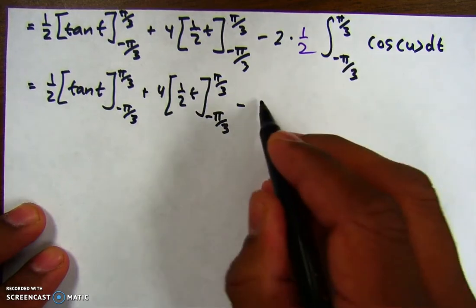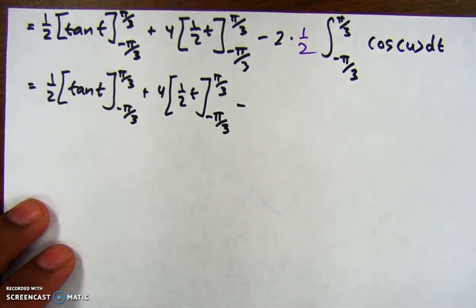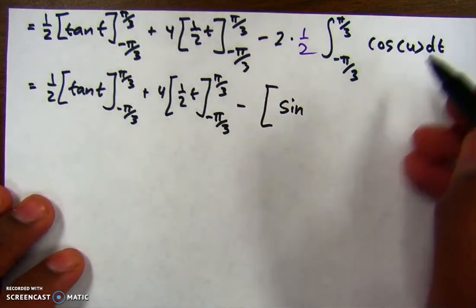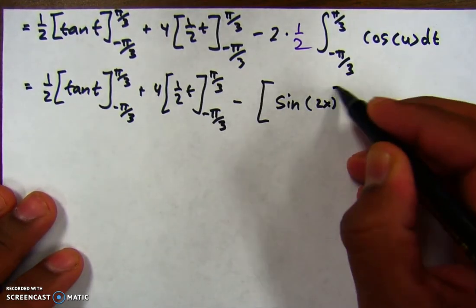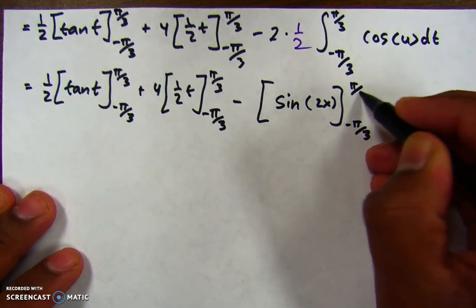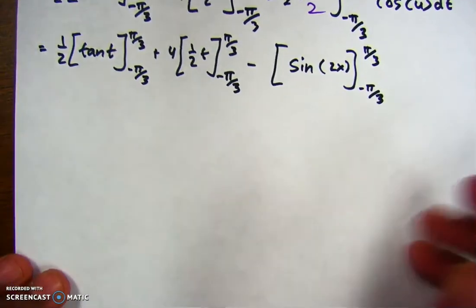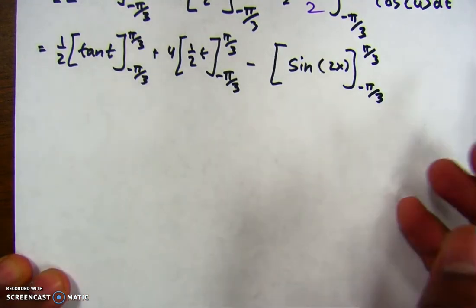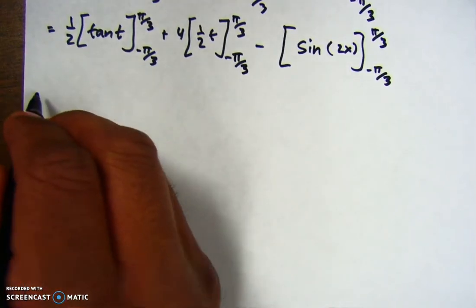Now this is just going to be 1. We don't have to write it. And integrating cosine u is going to be sine. And I'm going to go ahead and plug in that u is equal to 2t. And now it's time to start plugging in each of these limits, negative pi/3, positive pi/3, for each function here using the fundamental theorem of calculus.